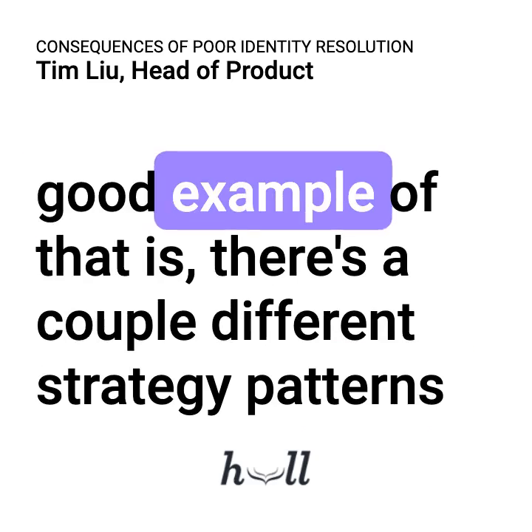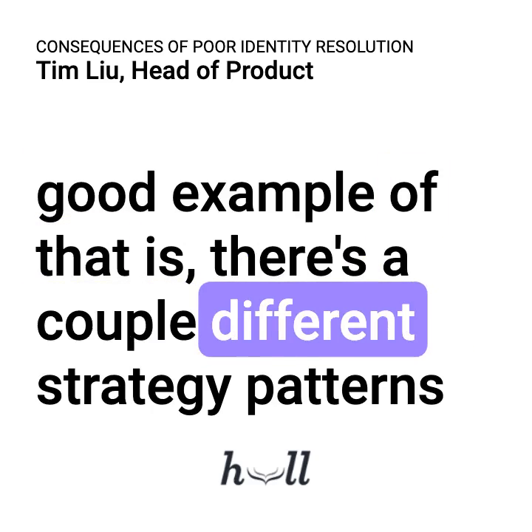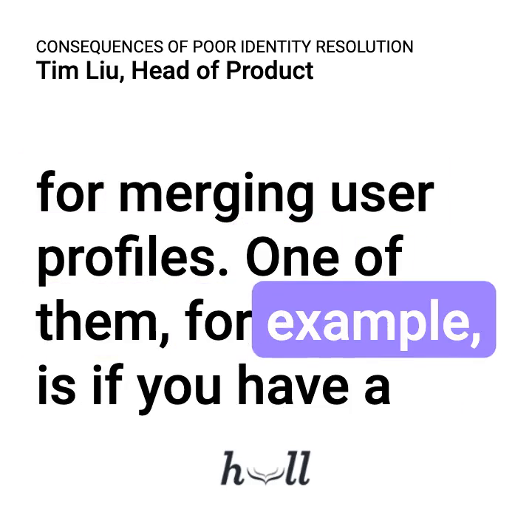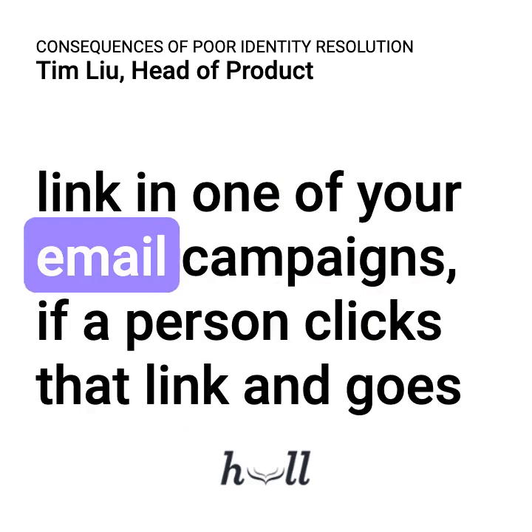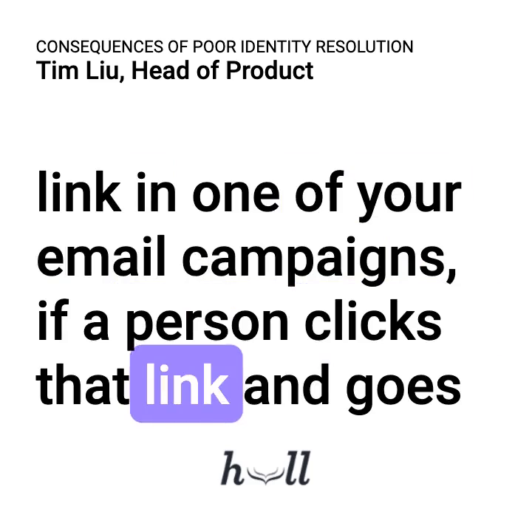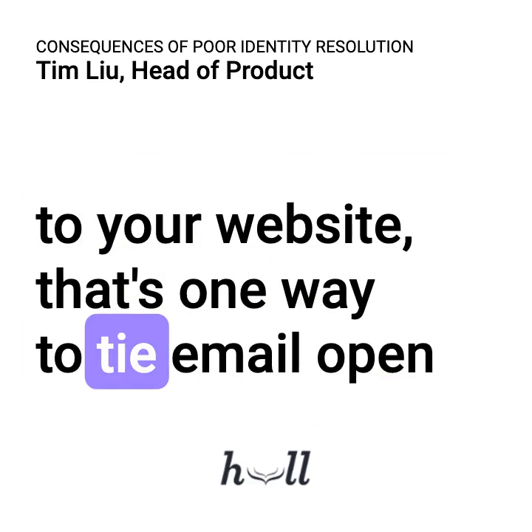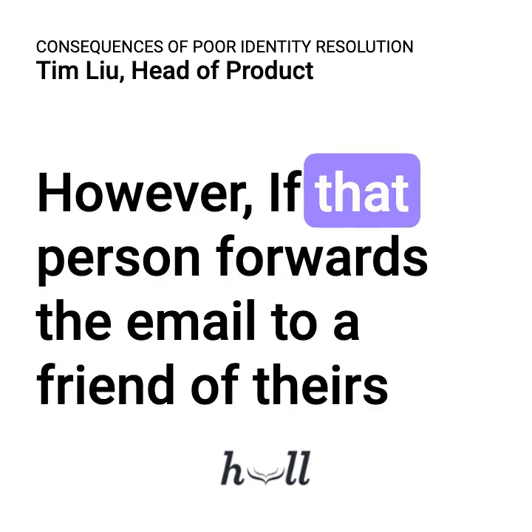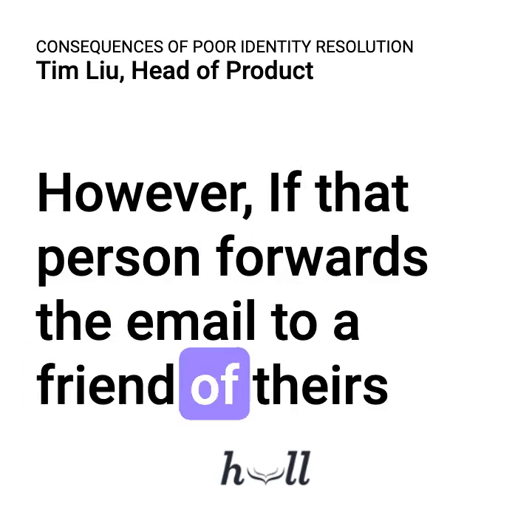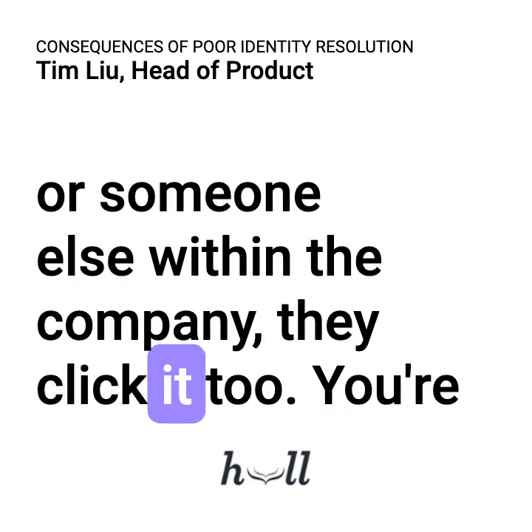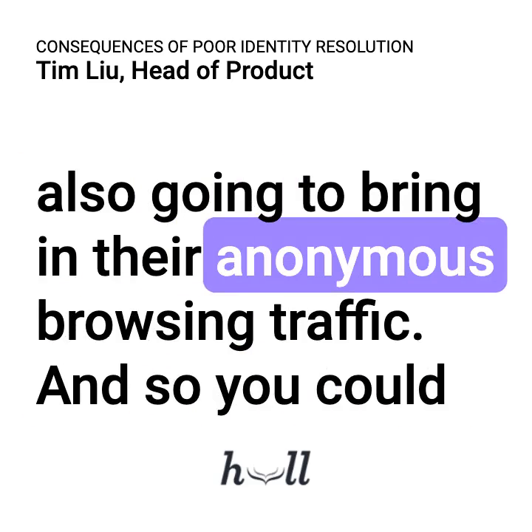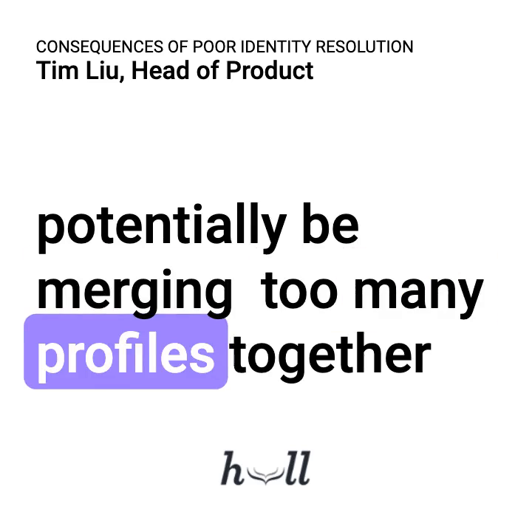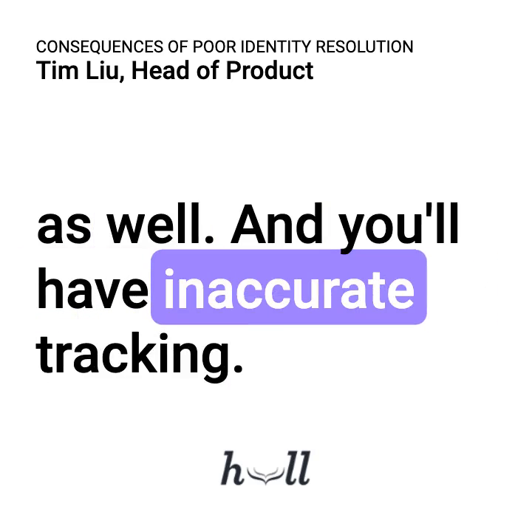I think a pretty good example of that is there's a couple different strategy patterns for merging user profiles. One of them, for example, is if you have a link in one of your email campaigns, if a person clicks that link and goes to your website, that's one way to tie email open activity with their anonymous browsing activity. However, if that person forwards the email to a friend of theirs or someone else within the company, they click it too, you're also going to bring in their anonymous browsing traffic. And so you could potentially be merging too many profiles together as well, and you'll have inaccurate tracking.